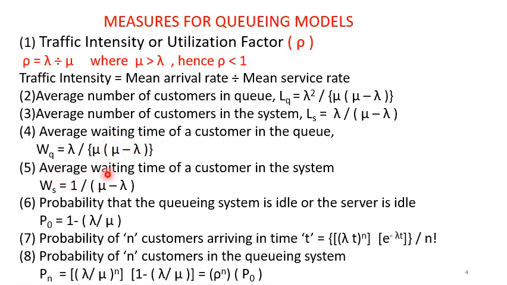Similarly, the average waiting time of a customer in the system, Ws, is equal to 1 divided by mu minus lambda.